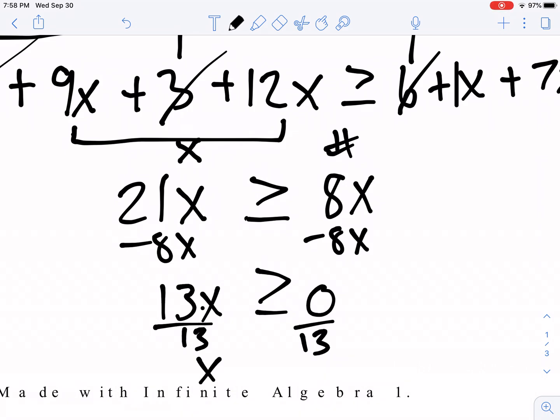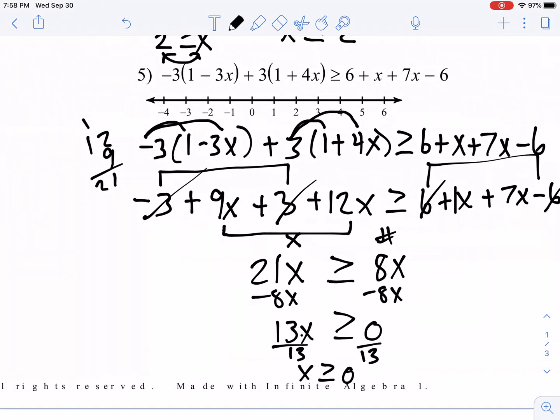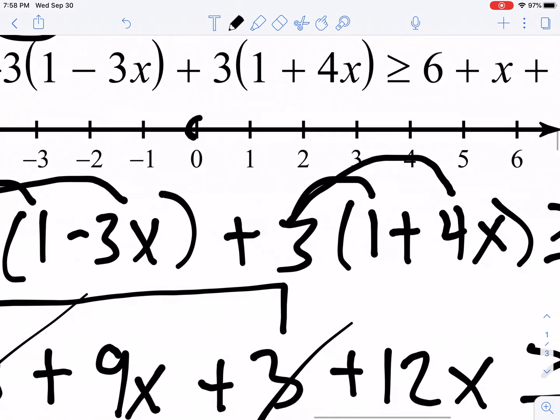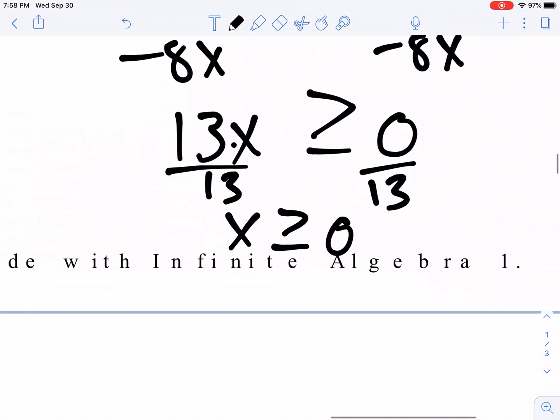Okay, so we get x is greater than or equal to 0 divided by 13, which is 0. Okay, so don't get hung up on this. That's okay. Still move all your variables to one side and then have your numbers on the other side. Okay, so now I have x is greater than or equal to 0. Okay, that's inclusive. If it's inclusive, do we use an open circle or a closed dot? Closed dot. So we have a closed dot at 0. All the numbers that are bigger than 0 are to the right. Just the same thing here. Variables on the left, so we're going to the right. Okay.